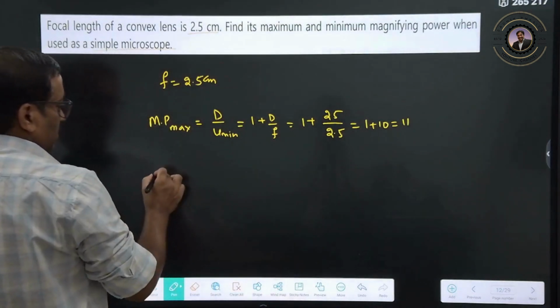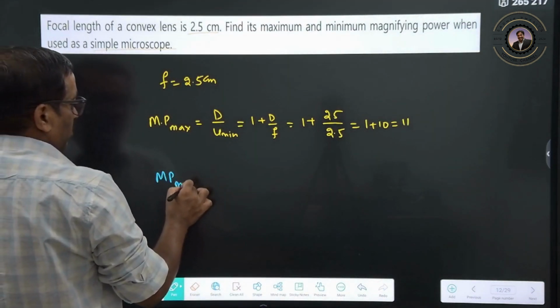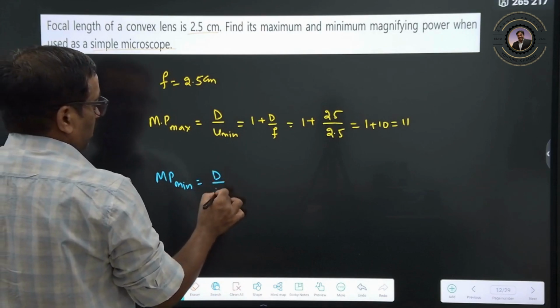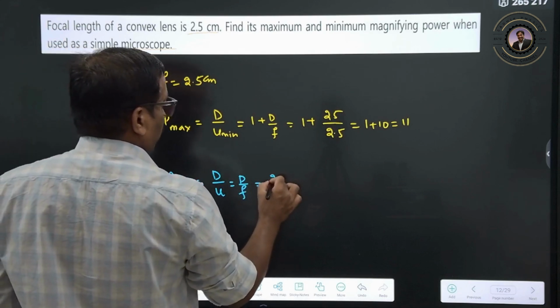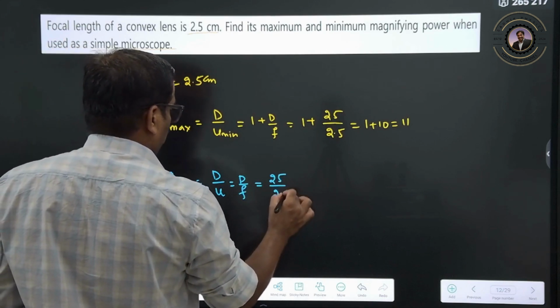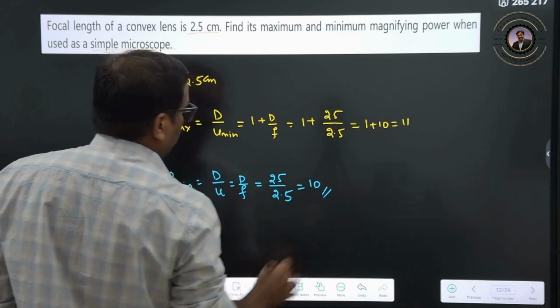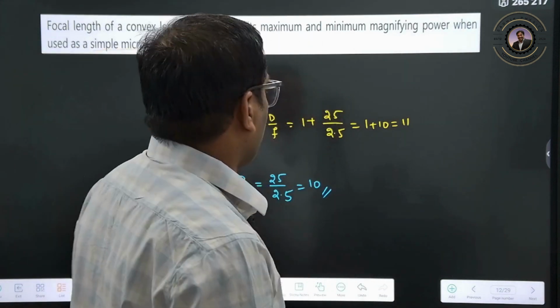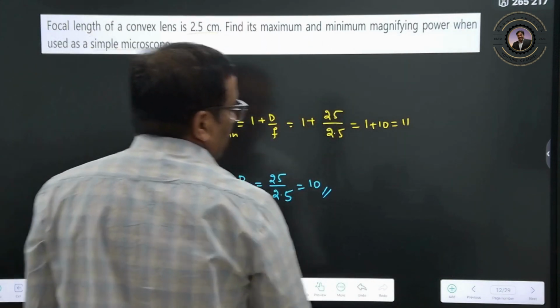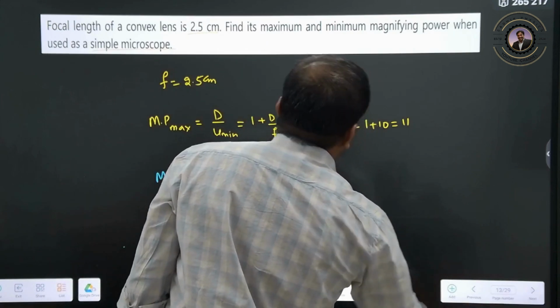This is your maximum. For the minimum magnifying power, it is d by f, so 25 by 2.5, 10 will be your magnifying power. That is what I told you. Therefore, a simple microscope can have a maximum magnification of 10 or 11. Now we will go for one more question.